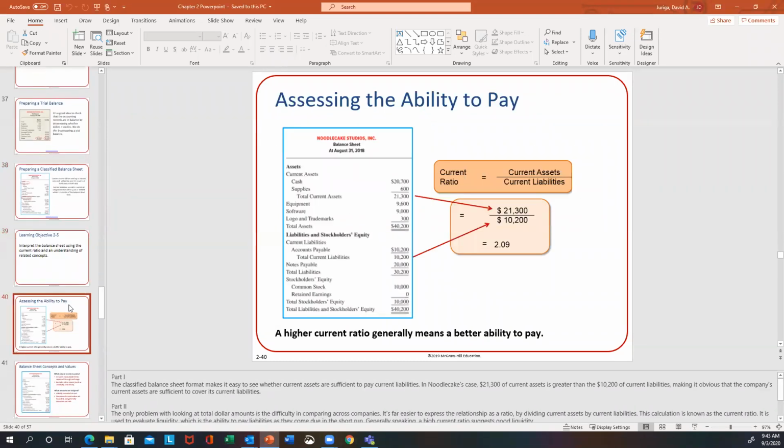All right, you can look at ratios to do some of your analysis, and that's why you group these into your current settings. You'll notice the current ratio, which is your current assets divided by your current liabilities. You're basically seeing how much you can cover your current debt with your current assets. In this case, you're covering it by 2.09 times.